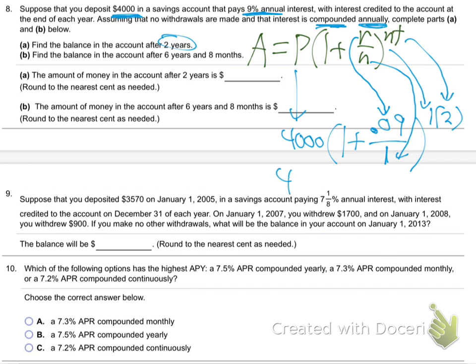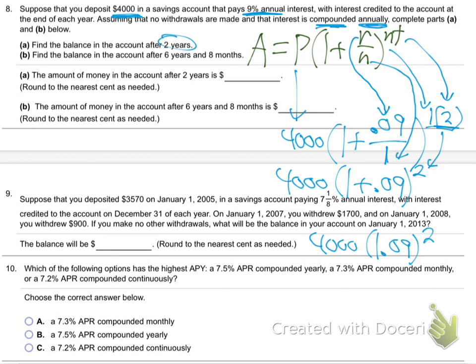Let me help you. So this will be 4,000 times 1.09, since 0.09 over 1 is just 0.09, to the 2 times 1, that's just 2. So in other words, it's 4,000 times 1.09 to the second power. That's what you need to type into your calculator. Now, do you know how to do the second power button on your calculator? It's different on every calculator, but it's close to the same.